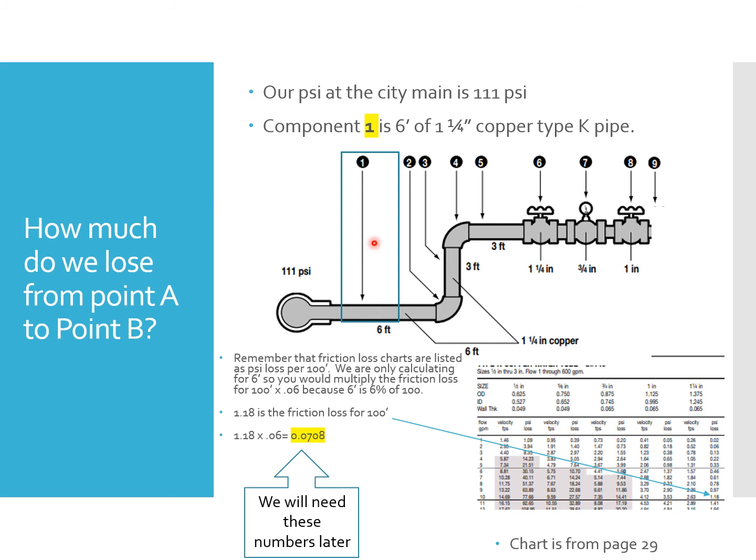So we have a 6-foot length that we need to figure out, and we have this information which is in 100-foot increments. Because 6 feet is 6% of 100, we're going to multiply by 0.06. So our loss per 100 is 1.18 according to this chart, times 0.06 is going to get us a PSI loss of 0.0708. So that's the first number we're going to keep track of, besides our beginning pressure of 111.